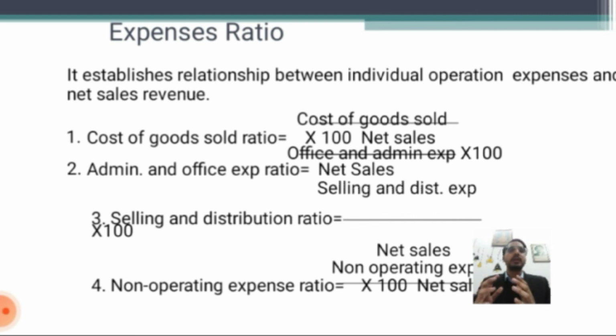Non-operating expenses ratio is equal to non-operating expenses and losses divided by net sales multiplied by 100.